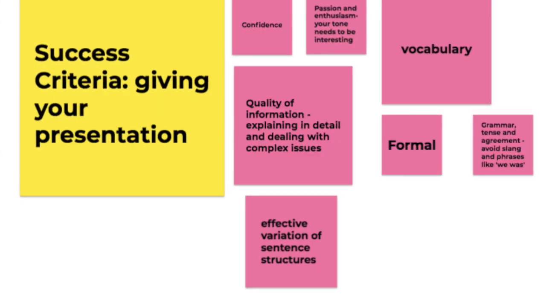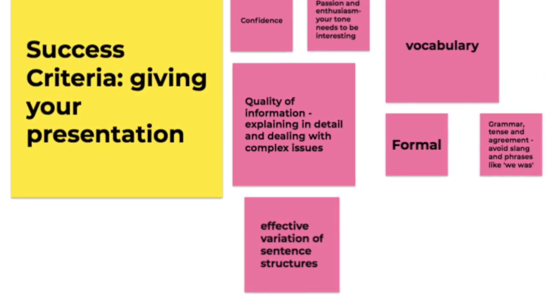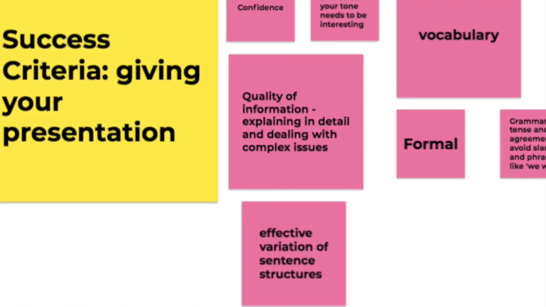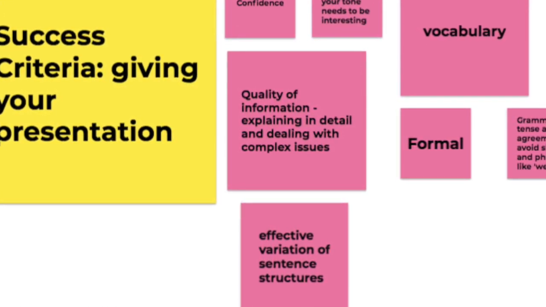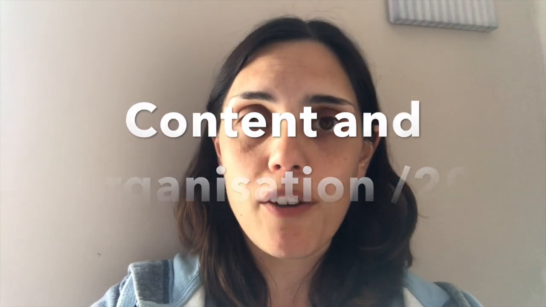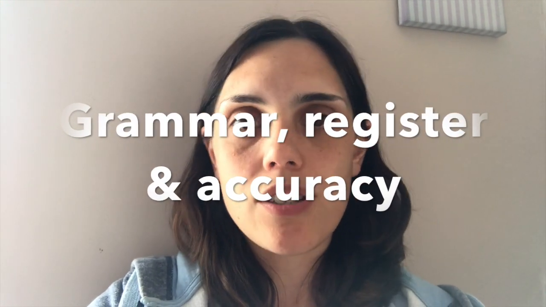A key thing is thinking about the success criteria. What is being graded on this presentation and how are you being assessed? In the English specification, you're being graded on 2 different sections. One is content and organisation, so that is, in other words, what you have prepared, the quality of the information that you've prepared. Is it engaging? Is it structured well to keep people's interest? But secondly, it's grammar and register and accuracy. So things like your vocabulary, whether you're speaking in grammatically correct sentences and whether your sentences are really varied. So there's 2 different sides to this mark scheme.